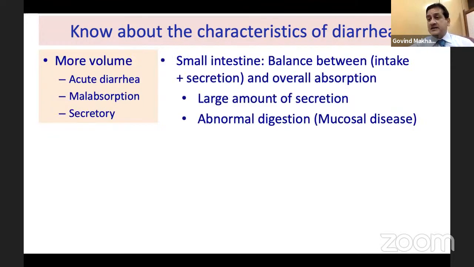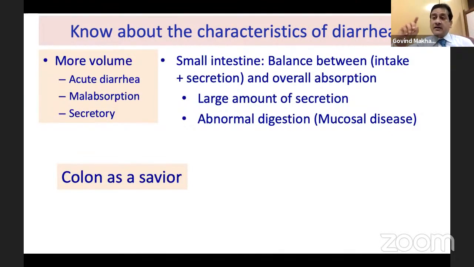And we know diarrhea occurs because whatever we eat or drink gets digested and absorbed, and what is left out goes to the colon. The colon further absorbs what is left out, and a little amount goes to the stool. If there's an imbalance, if there's malabsorption or if the colon is not functioning well, then there will be more effluent. And this balance is very important.